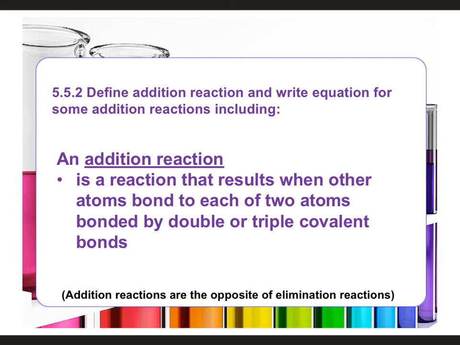Now we're going to move on to addition reactions. And in many ways, addition reactions are the opposite of elimination reactions. In an addition reaction, we're going to take a double or a triple bond, and we're going to break it and form bonds to other atoms instead.